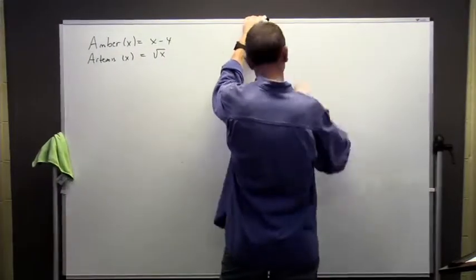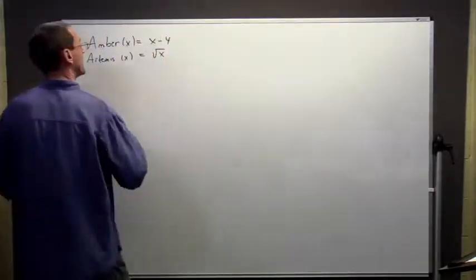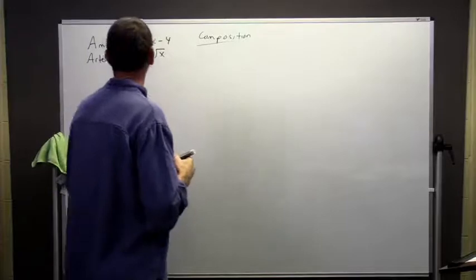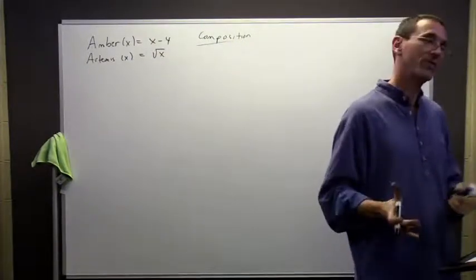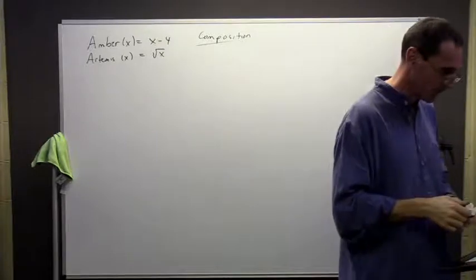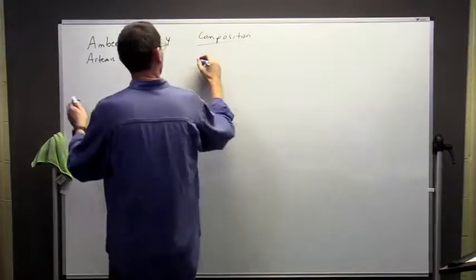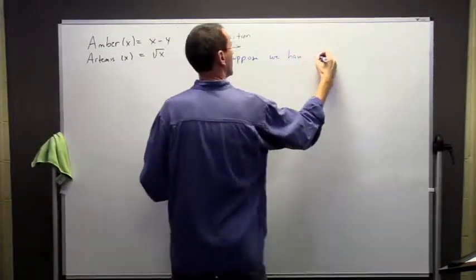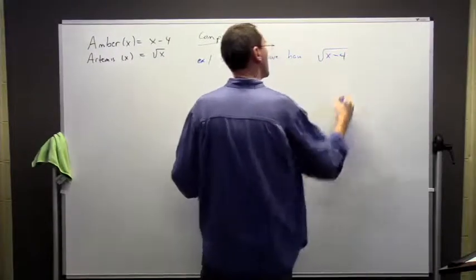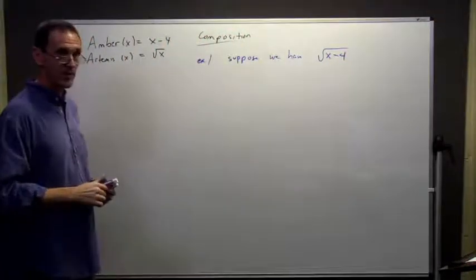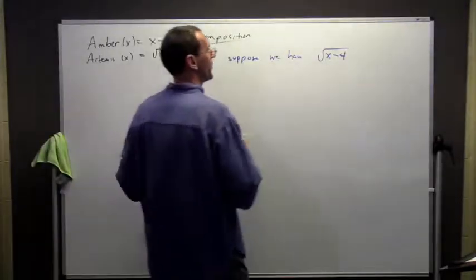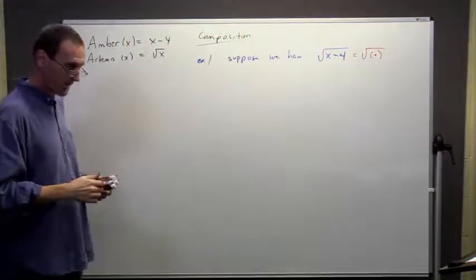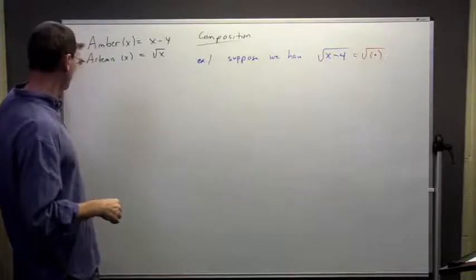I want to talk about something different though, something called composition. And the idea is, what happens if I take the output of one function and use it as the input for another function? Okay, so let's start with an example. Suppose I look at that function there, square root of x minus 4. The thing to notice is I'm taking the square root of something, and the something looks an awful lot like this function here.